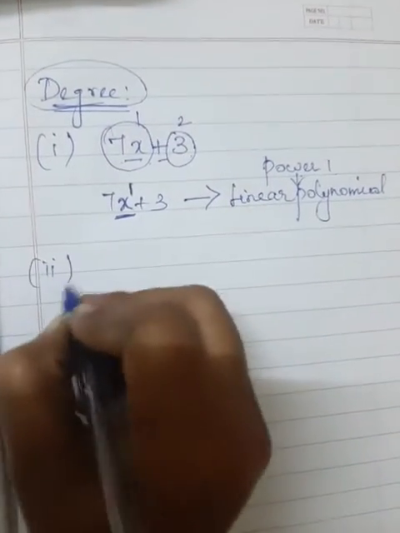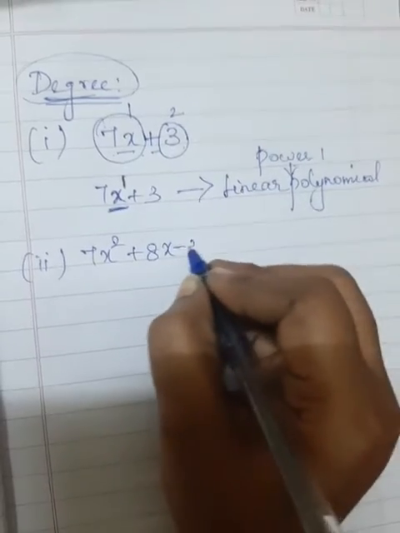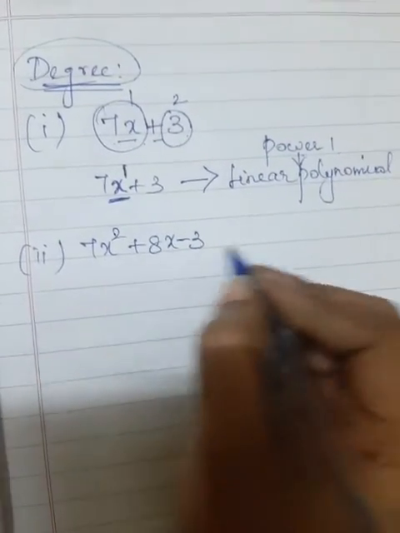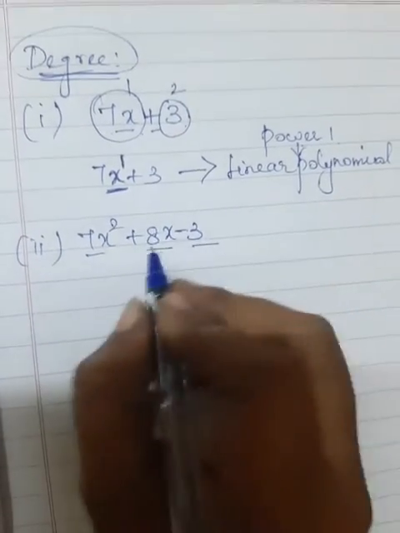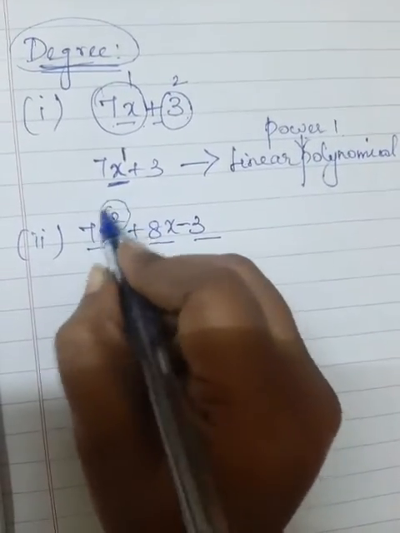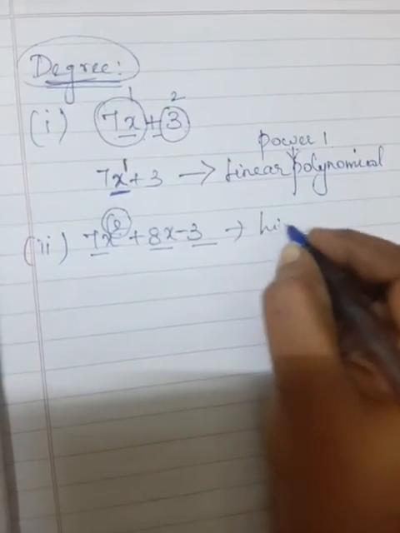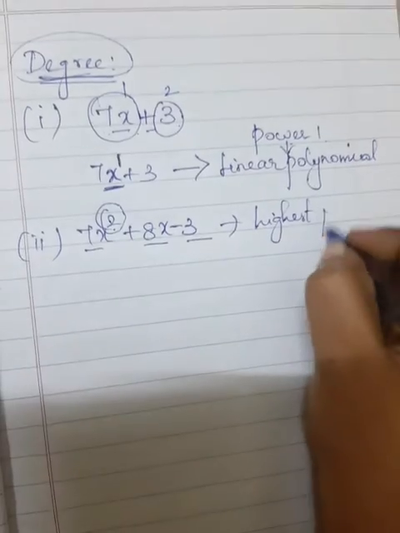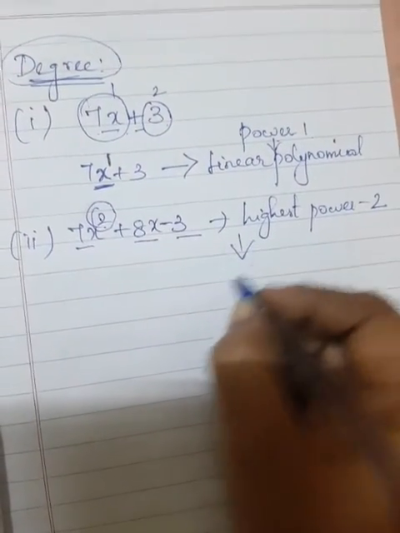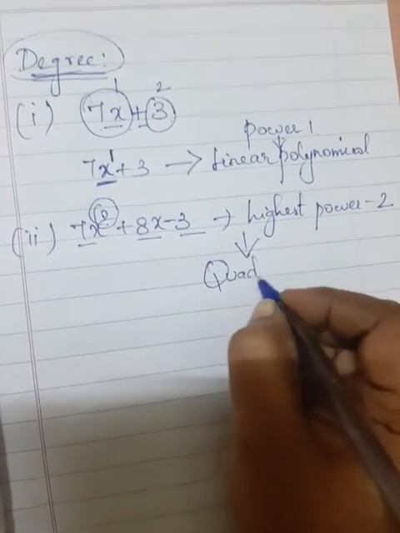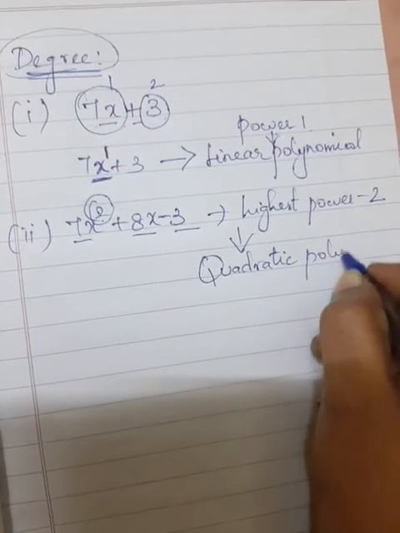If I have 7x square plus 8x minus 3, in this algebraic expression I have three terms, but I am not worried about the terms here. I am just concerned about the power. The highest power is 2 here. If we have the highest power as 2, then we say that polynomial is a quadratic polynomial.